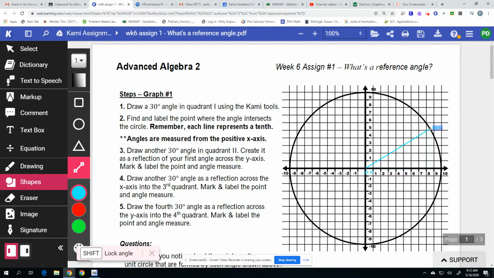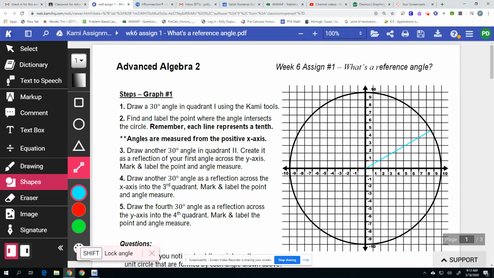And as soon as I get to 30, I want to extend my angle out to the edge of the circle. And so sometimes it's a little finicky, but it looks like I have it there. So that's a 30-degree angle. Then it says, we want to find the point where this angle intersects my circle.